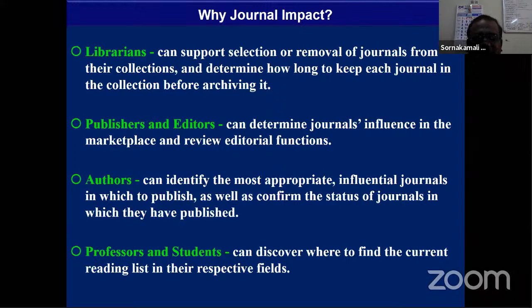From the publisher's and editor's point of view, they want to launch their journal in the market. They want to establish a market for their journal in the scientific community. Authors: it is everyone's intention to publish a paper in Nature, then Science. Everyone wants to publish a paper in a high impact factor journal. So we want to know which one is an influential journal, and that can be judged based on the impact factor. Then why is it important for professors and students? They always want to discover their peers working in that area or research field.